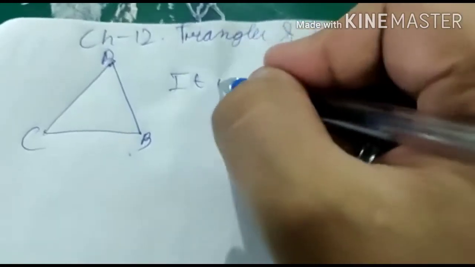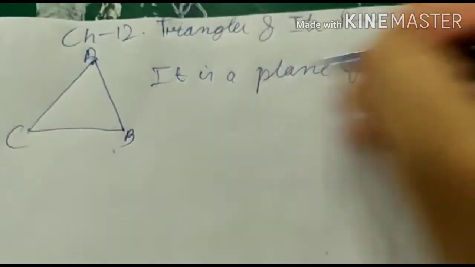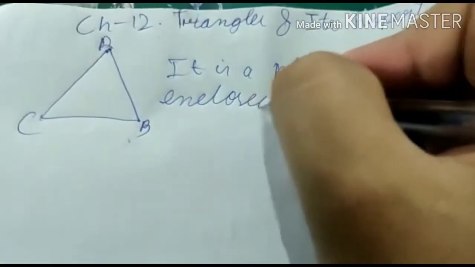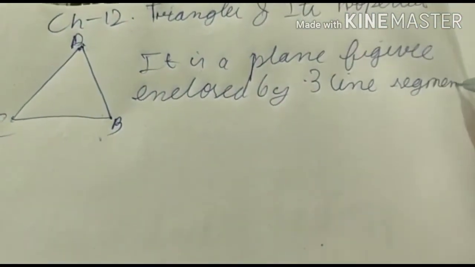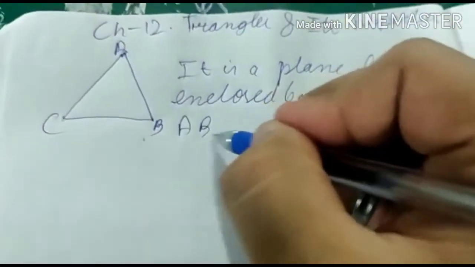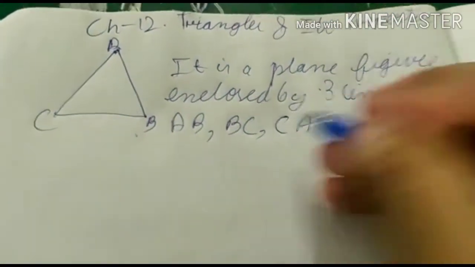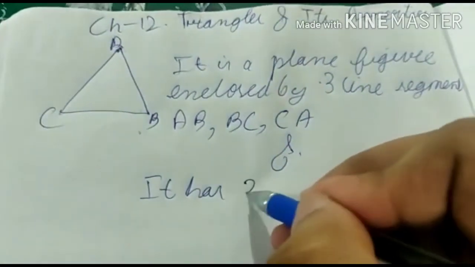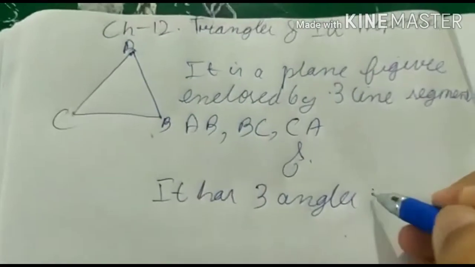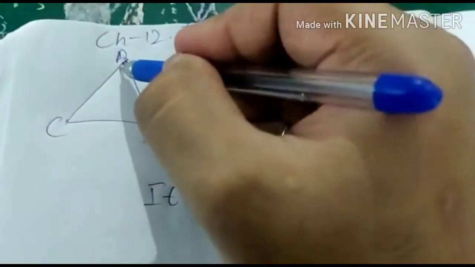So it is a plane figure enclosed by three line segments AB, BC, CA, and it has three angles: angle A, angle B and angle C.